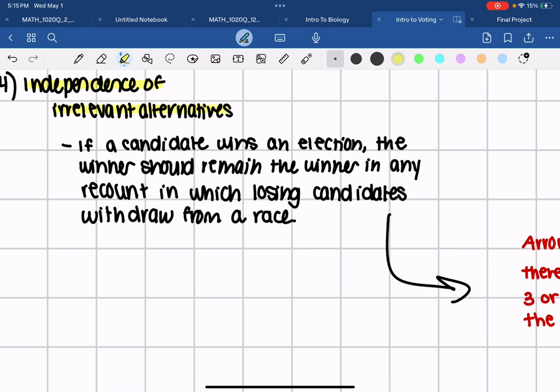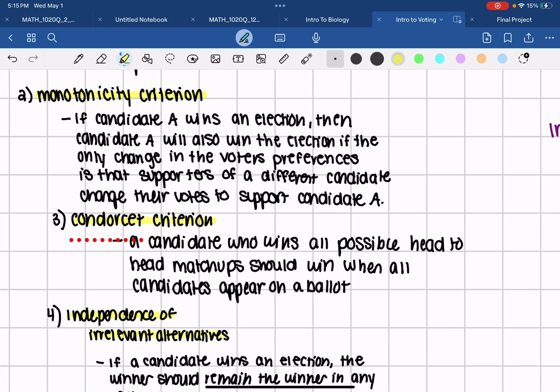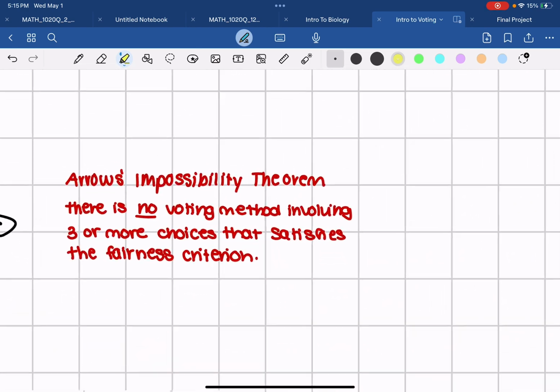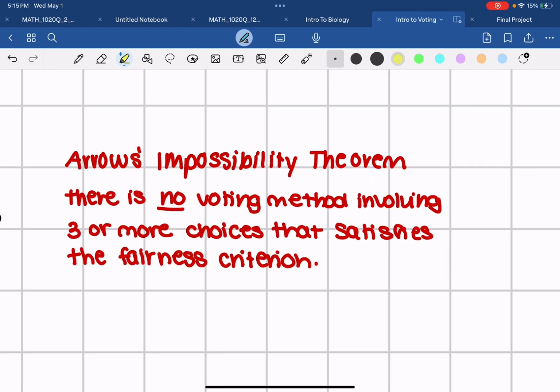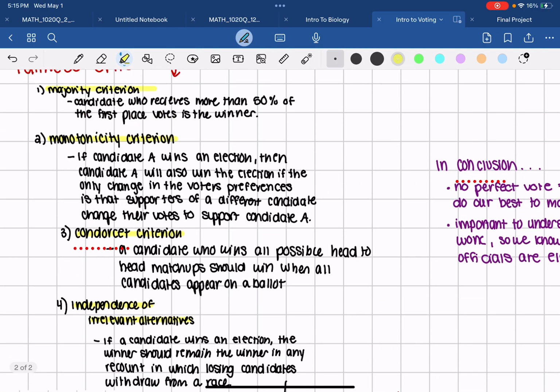Despite all these four criteria, it's impossible to hit all four when using a voting system. We know this because of Kenneth Arrow's impossibility theorem, which states that there is no voting method involving three or more choices that satisfies the fairness criteria. So every vote isn't perfect. We do our best to make it fair, but there are so many outliers and so many situations where things can go wrong that it's impossible to hit all four of these criteria in one method of voting.